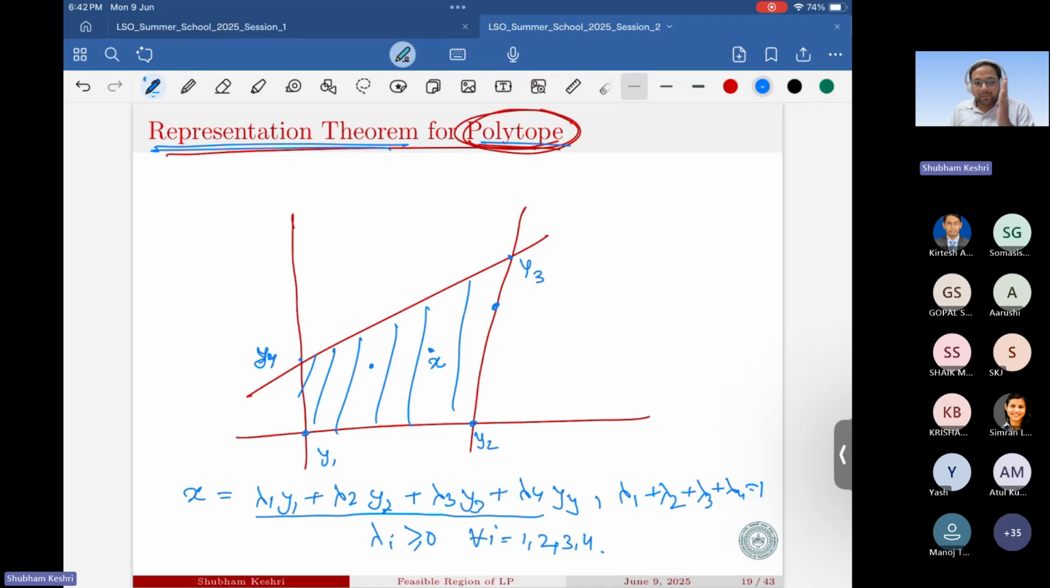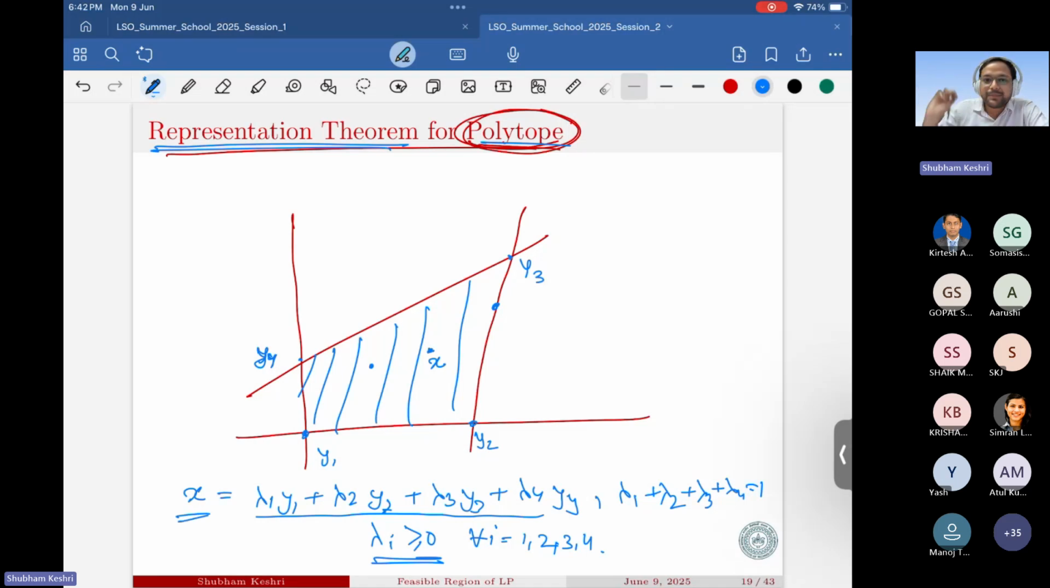X is equal to lambda 1 y1 plus lambda 2 y2 plus lambda 3 y3 plus lambda 4 y4. Because there are 4 points, I have written 4 terms over here. And the condition is lambda 1 plus lambda 2 plus lambda 3 plus lambda 4 is equal to 1, and all lambda i's are greater than or equal to 0.